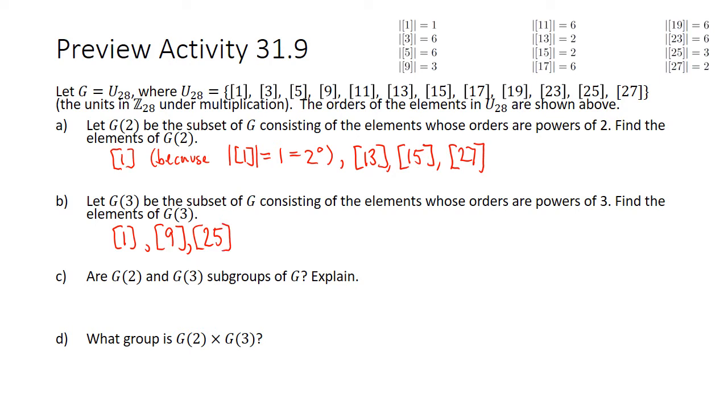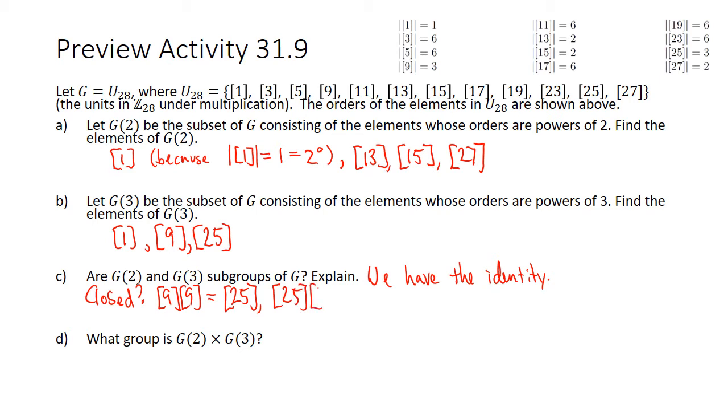And then part C: are G of 2 and G of 3 subgroups of G? Explain. Obviously we have the identity, but we need to check whether it's closed and whether it contains inverses. To check whether it's closed, let's check what 9 times 9 is. Mod 28, it is actually 25. Then let's check what 25 times 25 is. That one is actually 9, and then we need to check 9 times 25.